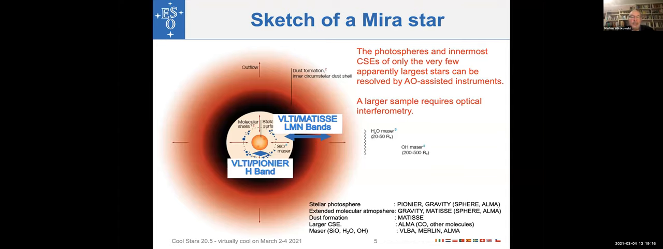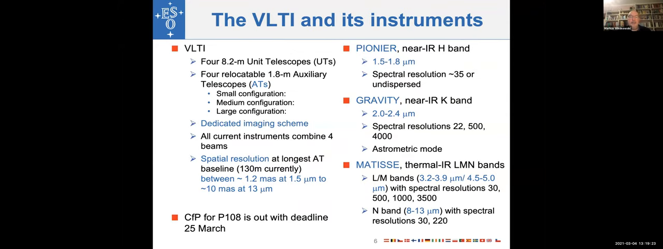Of course, there are also instruments at other interferometers. I'm concentrating on the VLTI here. Miguel has already given an introduction to the VLTI, so I don't have to say much. Basically, we have four 8-meter telescopes and four 1.8-meter telescopes. And for these stars, we use the smaller ATs. There are different configurations that we can use to image them. We reach spatial resolutions between about 1 milliarcsecond in the H band and 10 milliarcseconds in the N band. And there are three different instruments, PIONIER, GRAVITY, and MATISSE, at the different wavelength bands. Just to note, the call for proposals for the next period is out. If anybody's interested, the deadline is the 25th of March.